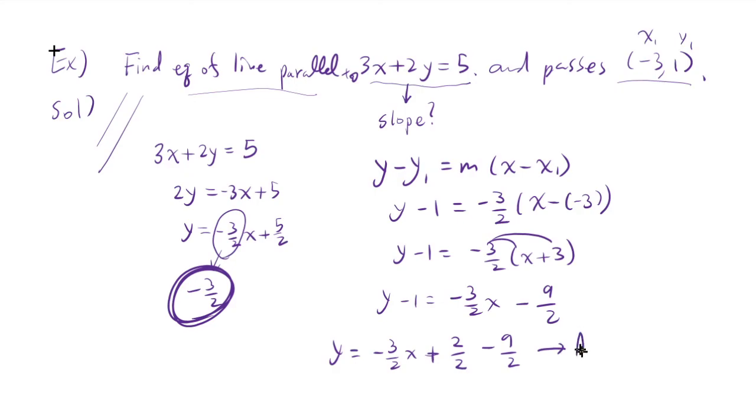So the answer would be y equals negative 3 over 2 x minus 7 over 2.